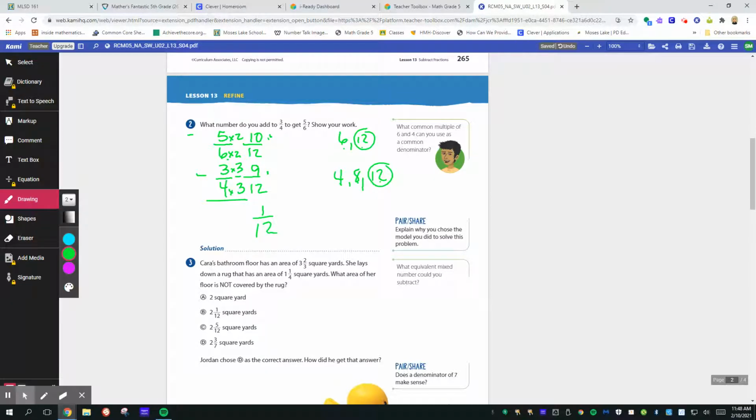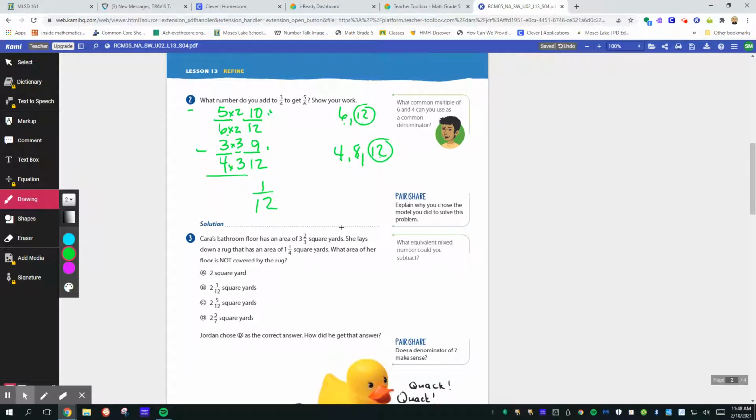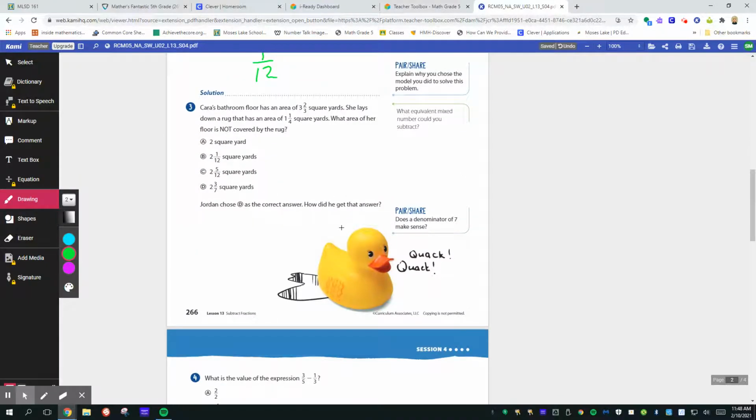All right. Number 3. Again, pause as we go, because if I go a little too fast, you need to pause it and write it down and catch up with me and understand the steps. It says Carrot 1 over 3 here. Carrot's bathroom floor has an area of 3 2/3 square yards. She lays down a rug that has an area of 1 1/4 square yards. What area of her floor is not covered by the rug?